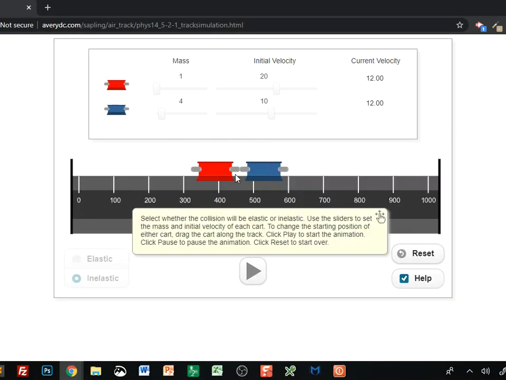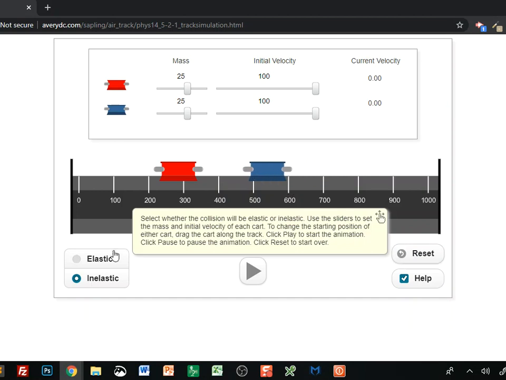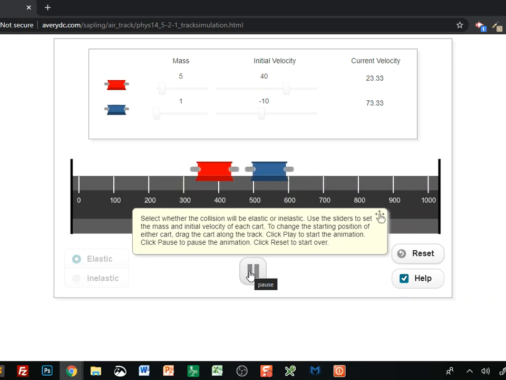Now what's neat is you can skip right to this track here. You can reset it, and you can give it a shot. You can change it to elastic. You can set this to 40, and you can set this to -10, like that. The masses are 5 to 1, so it's a 5 to 1 ratio. Let's see, they hit. And there you go.